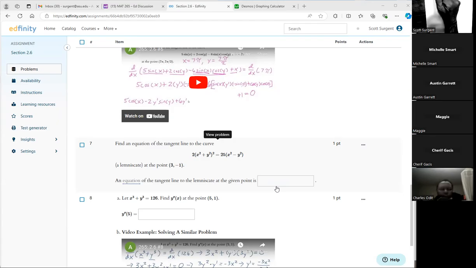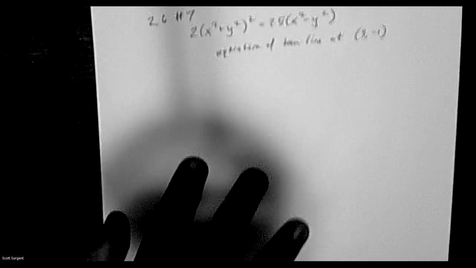It's (2x squared plus y squared) quantity squared equals 25 times (x squared minus y squared). And we want to find the equation of the tangent line at, in this case, (3, -1). The curve is called a lemniscate, which is actually like a little propeller. Okay, so let's battle this one.